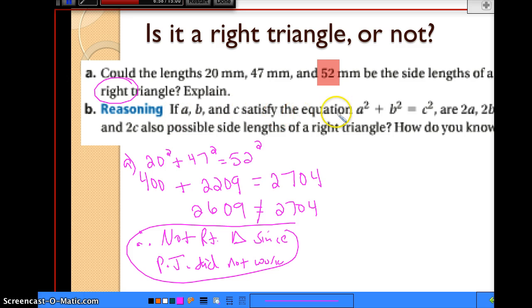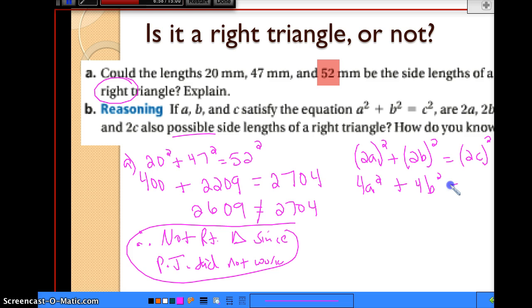If A, B, and C satisfy the equation a squared plus b squared equals c squared, are 2a, 2b, and 2c also possible side lengths of this right triangle? Well, let's go ahead and substitute it in. So they're telling us, here's our Pythagorean theorem, what if we let that be 2a, 2b, and 2c? So I'm going to substitute 2a in to my a, 2b in to my b, and 2c in to my c. When you square this, this means 2a times 2a, which is 4a squared. 2b times 2b is 4b squared. And 2c times 2c is 4c squared.